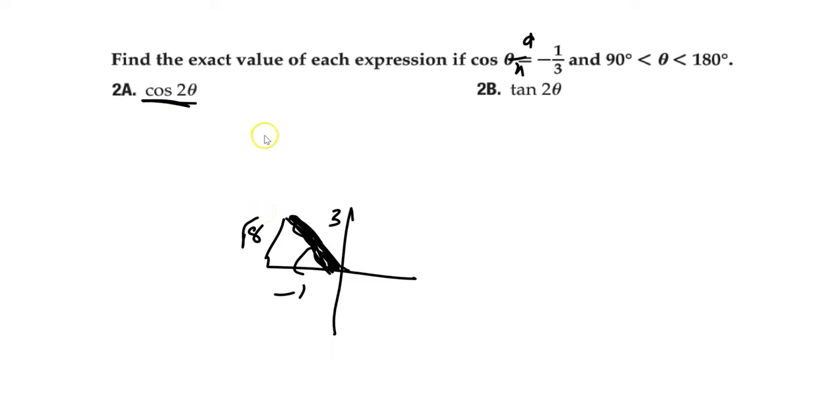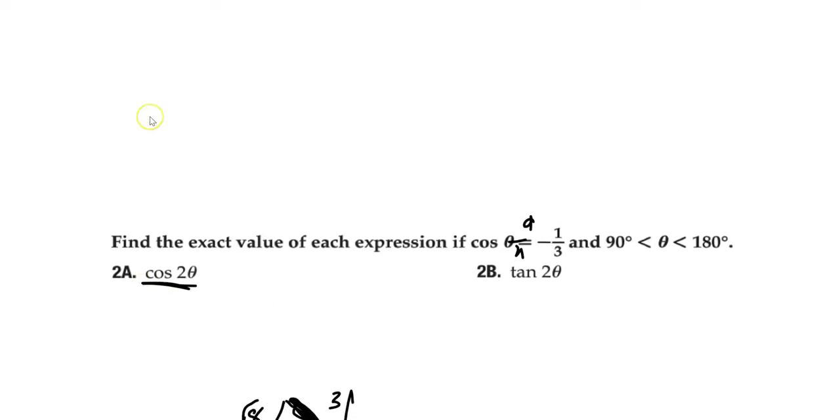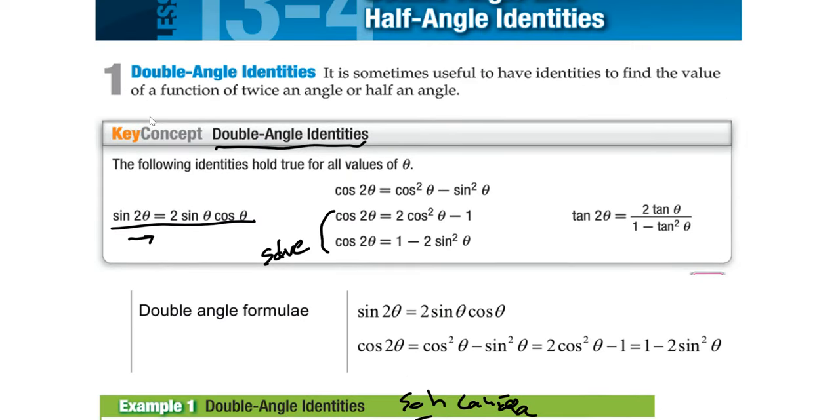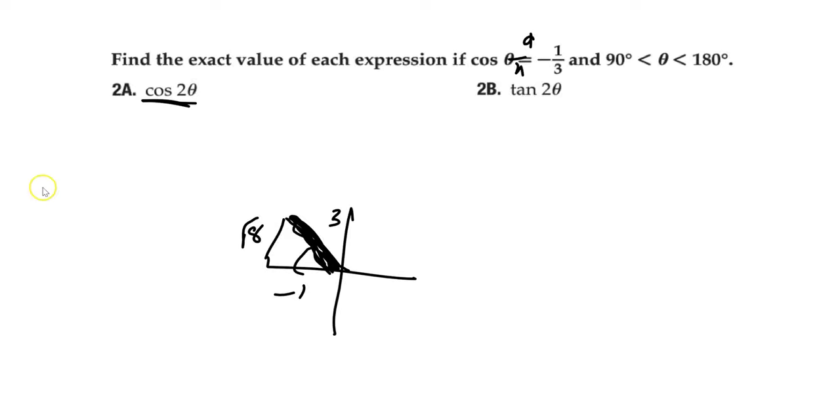I want to find cosine 2 theta. We haven't done that yet. That's a different formula. Now, there's 3 of them. I prefer that first one when I'm doing a problem like this. So when we're finding the value, I like to do the first one, cosine squared minus sine squared. You'll see why, because it makes it a nice problem. So cosine squared theta minus sine squared theta.